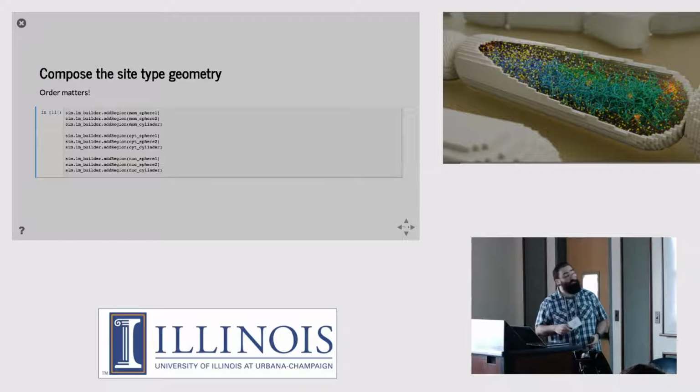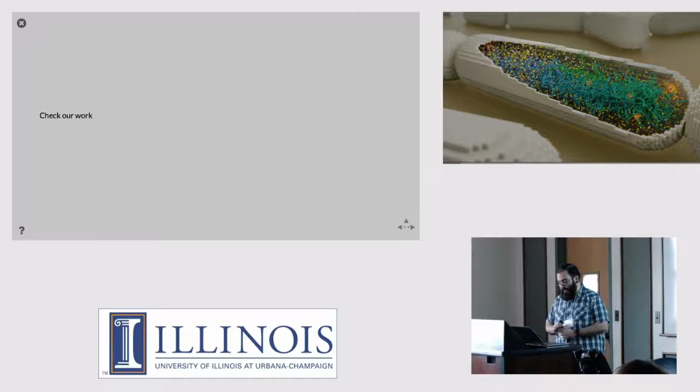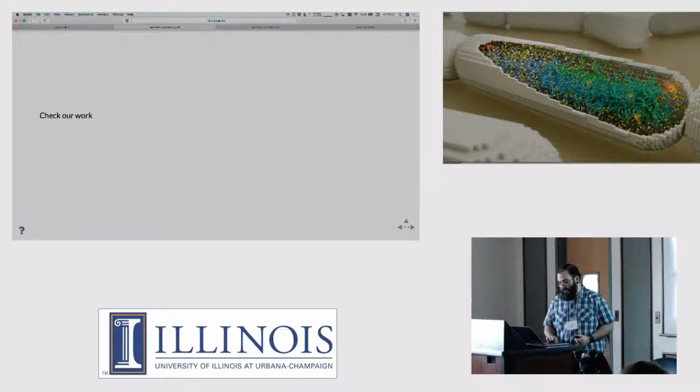So we compose it. We start with the membrane. We add the spheres, the cylinders. We do the same for the cytoplasm, and then finally the same for the nucleoid. Now we can check our work and make sure we actually built it correctly.